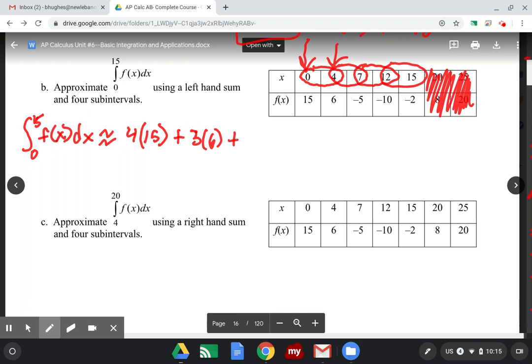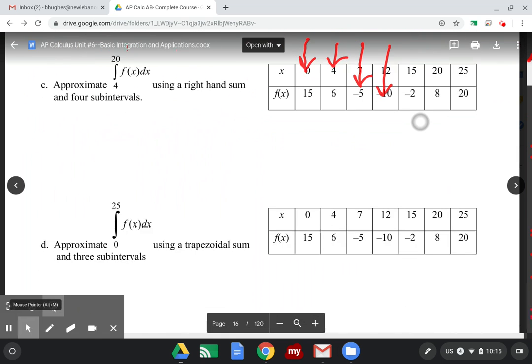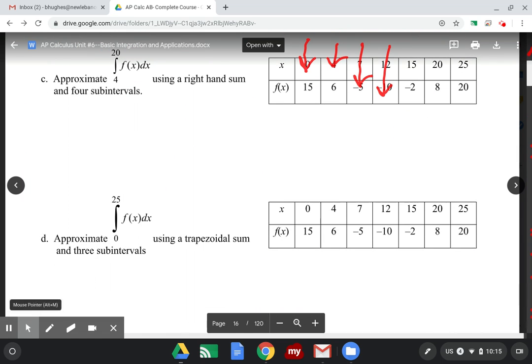Plus going from 7 to 12 would be 5 units wide. The left-hand corner would be negative 5 in this case. So plus the last one from 12 to 15 is 3 units wide, and the left-hand corner would be all the way down here at negative 10. So if we add all of those up, all 4 of those areas, we are at approximately 23 units. All right, 2 more examples and we'll be done. Get rid of this up here.